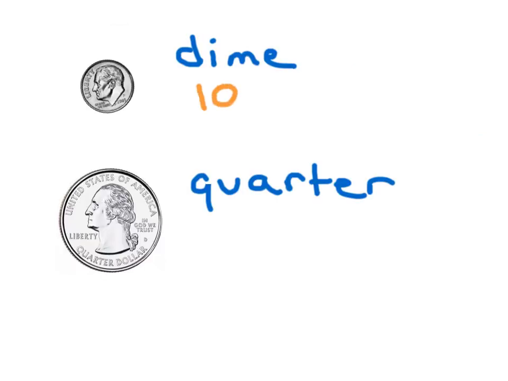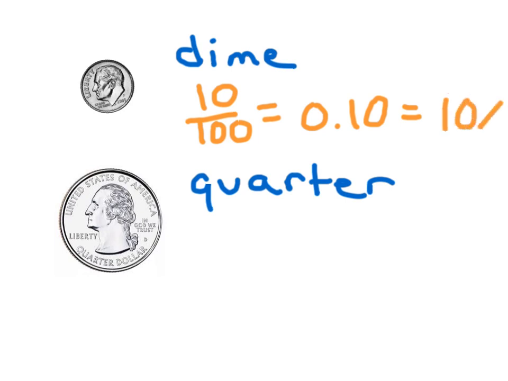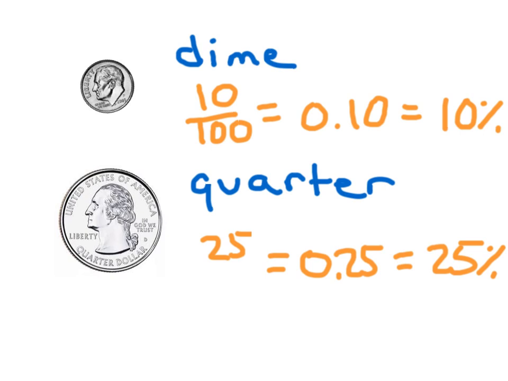A dime is 10/100ths of a dollar, which as a decimal number is 0.10, or as a percentage is 10%. Similarly, we have a quarter. I'll give you the percentage first, 25%. In decimal form, it's 0.25. 25 hundredths. A quarter there, and 25%.